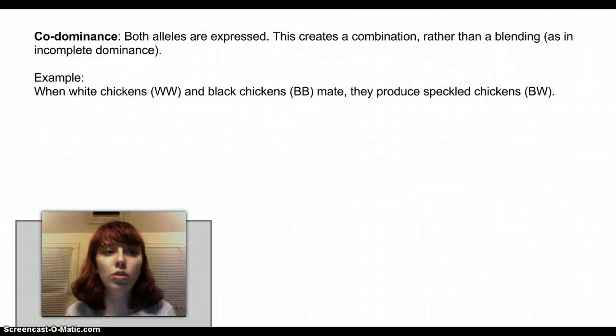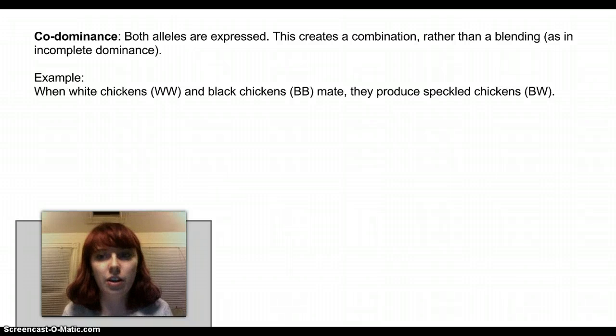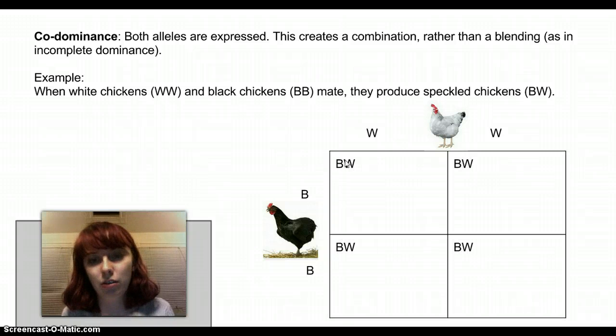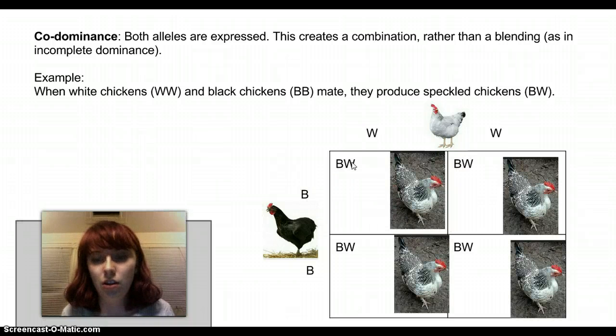So next we have codominance. In this case it is very similar to incomplete dominance, but both alleles are expressed. This creates a combination rather than a blending, and you'll see what I mean in a sec. So for example, if you take a white chicken and a black chicken, unlike the sheep, they don't make a gray chicken. They make a speckled chicken. So we've got our white chicken flying in, our black chicken, and they make little babies with EW genotypes. And they are all this lovely speckled phenotype.